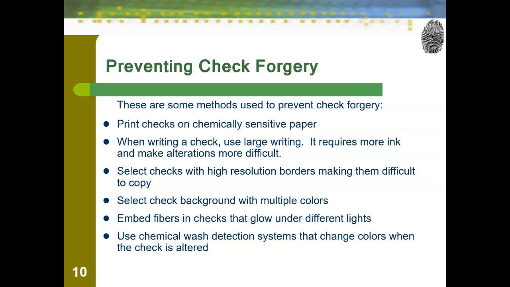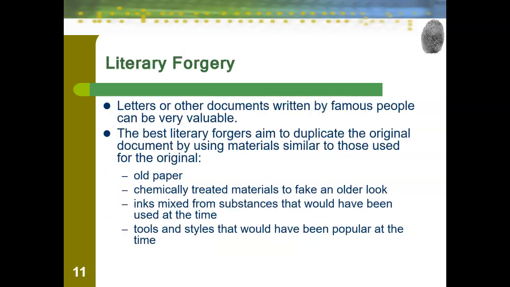You can embed fibers in checks that glow under different lights, and chemical wash detection systems that change color when the check is altered. So a lot of businesses have implemented these to prevent check forgery, but check forgery can happen to the average person as well.